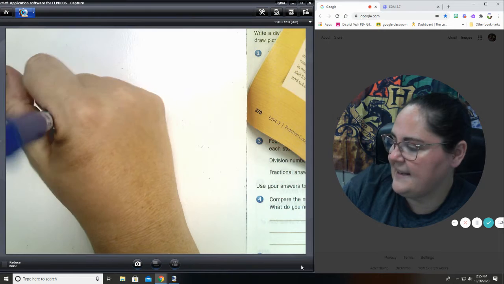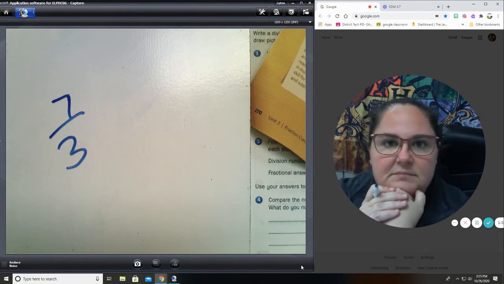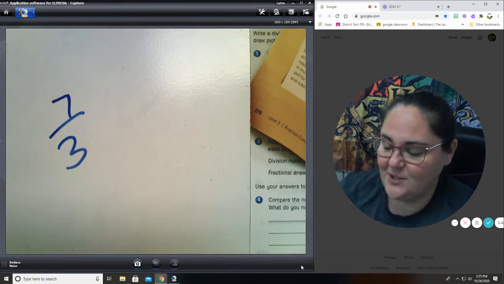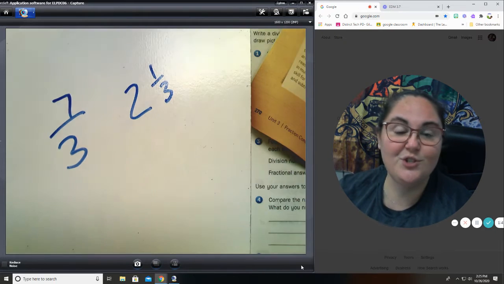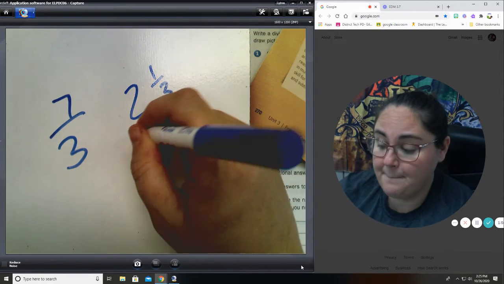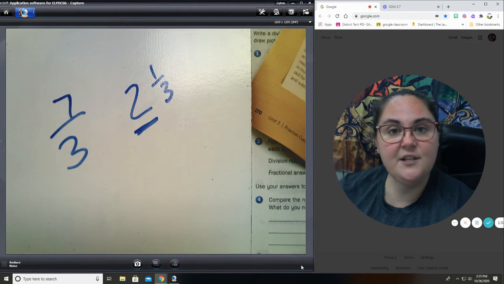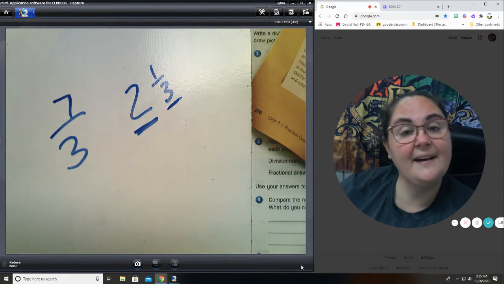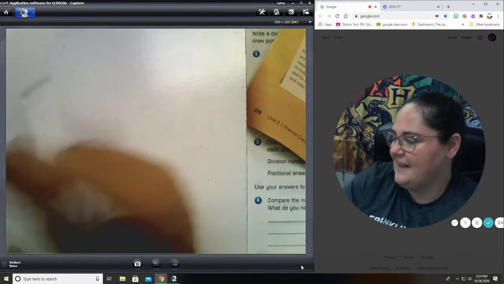What about if I had 7/3? Where would I put that on the number line? Well, what's 7 divided by 3? 2. So 7 divided by 3 is 2. 2 times 3 is 6. 1 left over. So 2 and 1/3. So it's going to be bigger than 2, smaller than 3. You know it's bigger than 2 because there's a remainder. So if I ask you where to put it on the number line, you would say between 2 and 3.